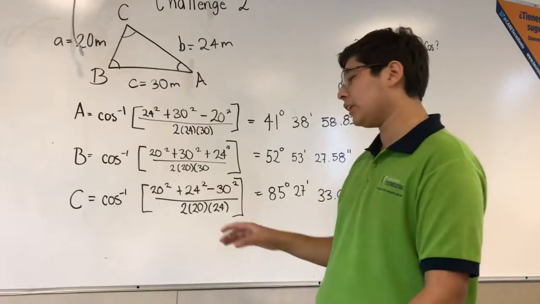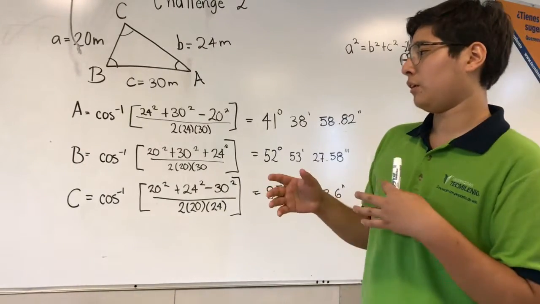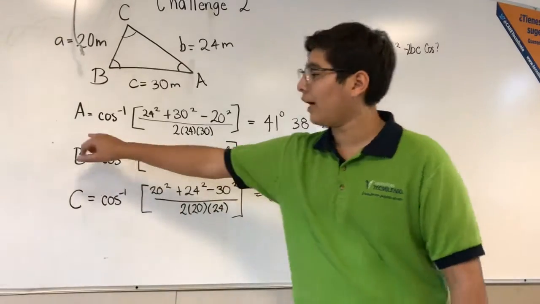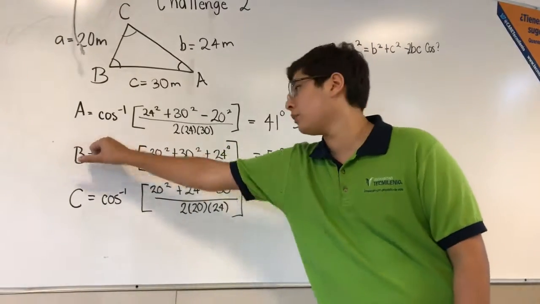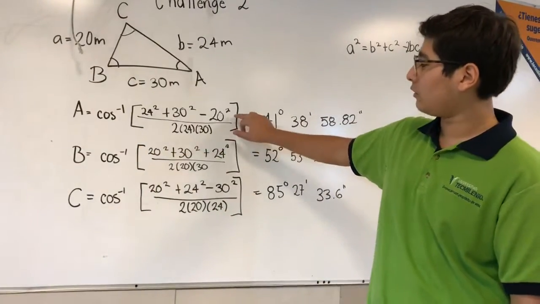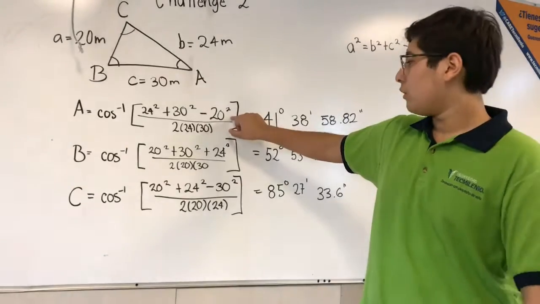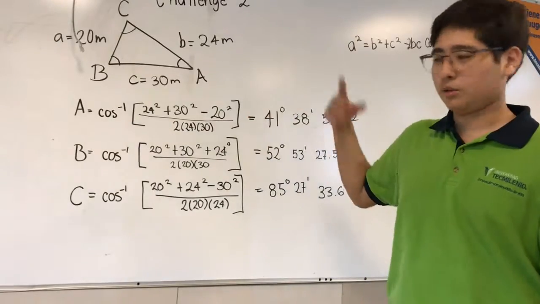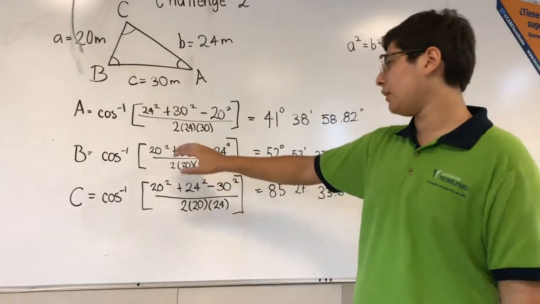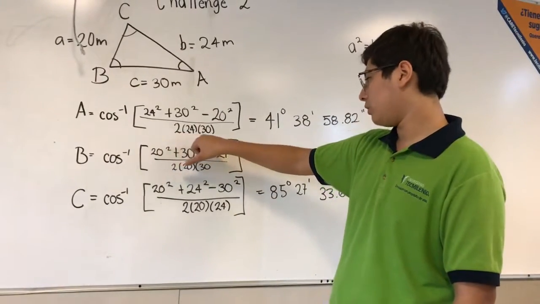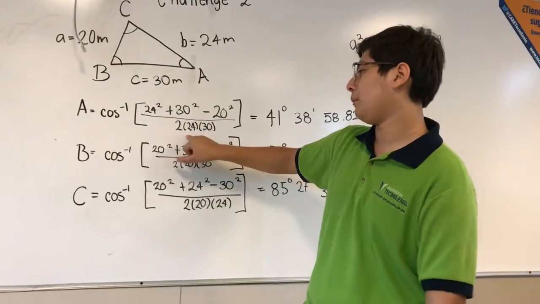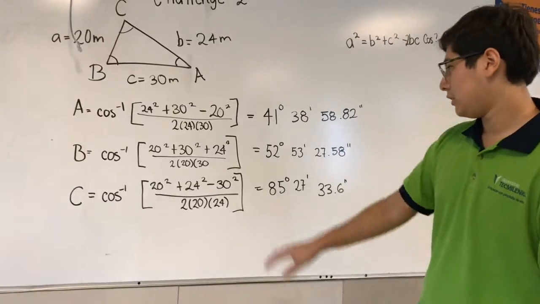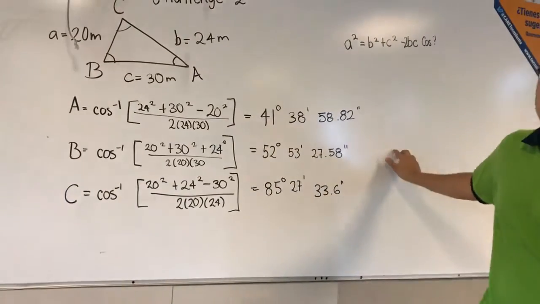The equation changes because of the angle that you're searching for. For example, I am looking for the A angle. So the A angle is the square of minus 24 plus 30 squared, and you only need to divide that by 2 multiplied by 24 multiplied by 30. So that's why I do it pretty fast.